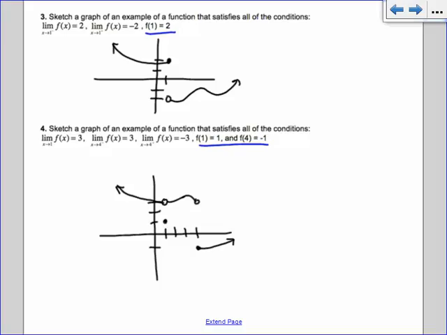Okay, does that make sense to everybody?